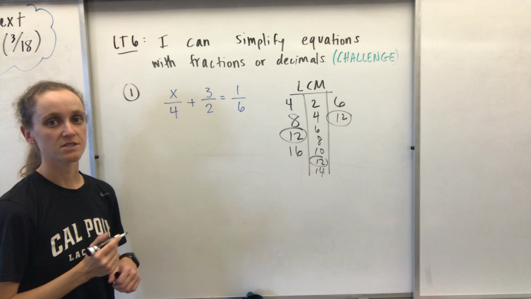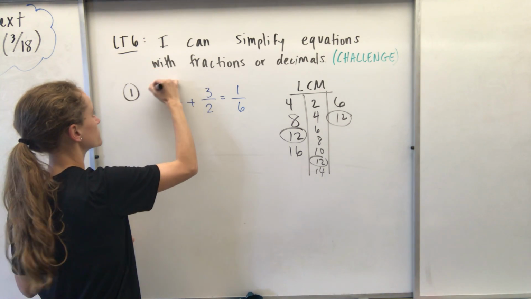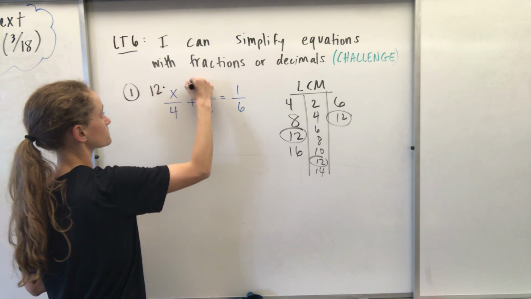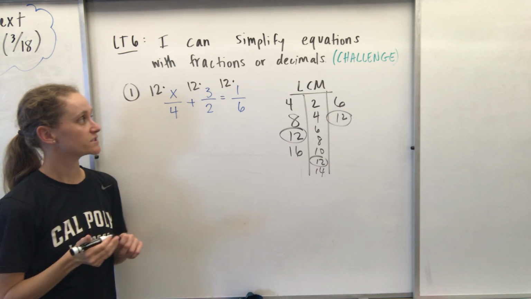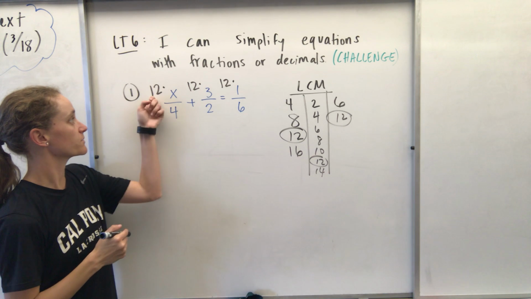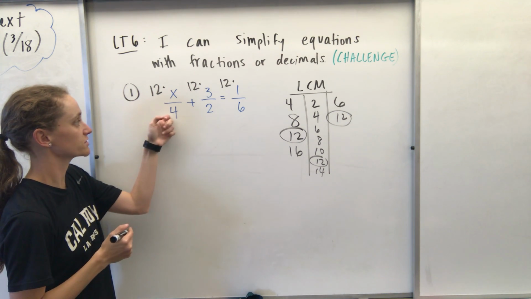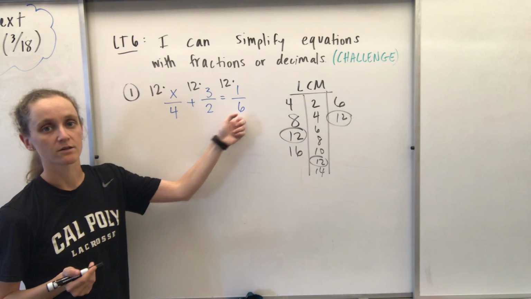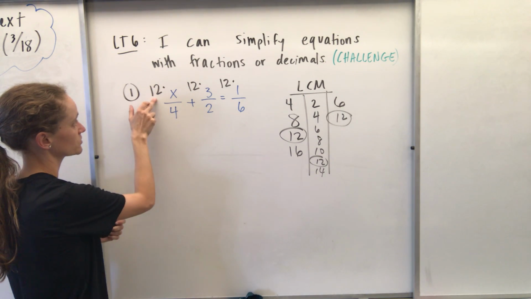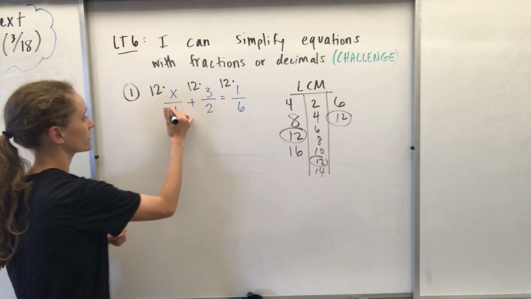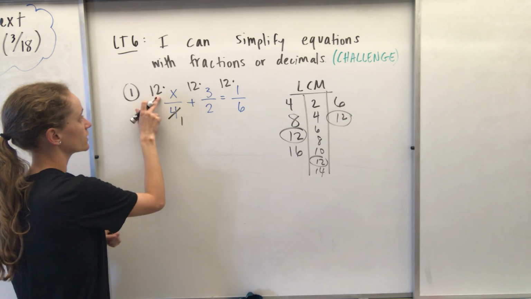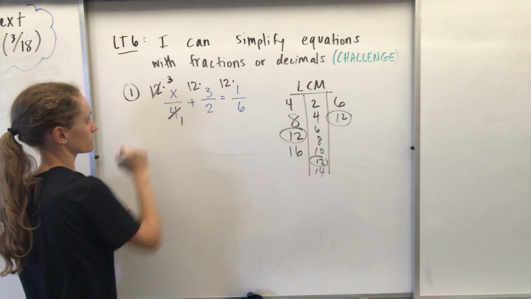Because that's my LCM, I'm going to multiply every term by 12. So I have times 12, times 12, and times 12. The idea of multiplying by this number is that I want to reduce this fraction and get rid of the denominator. So I can divide 4 and 12 by 4. It's kind of like I'm reducing. So 4 divided by 4 is 1. 12 divided by 4 is 3.